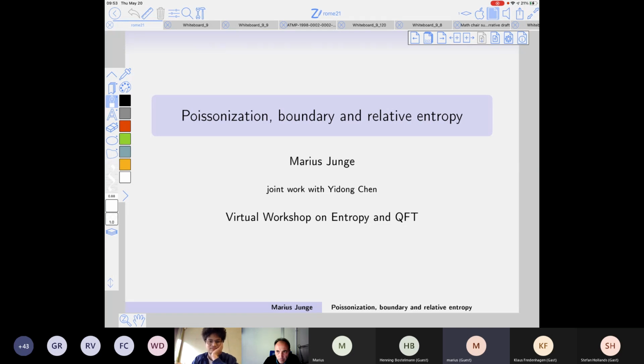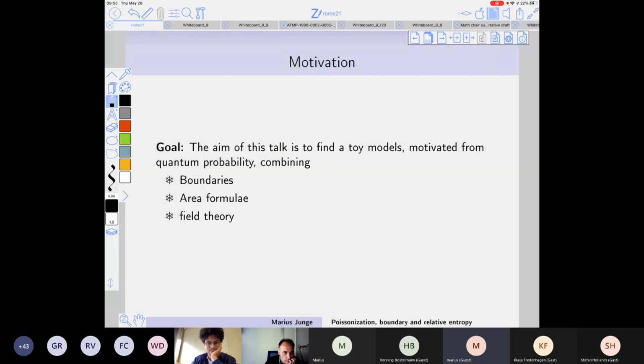So I will talk. This is joint work with a student from physics, Yidong Sheng, here at the University of Illinois. And I have to admit that I'm probably trying to do something which you have already done: find a good model where you have field theory, relative entropy, and boundary combined at the same time. In the previous talk, it was talked about how to take the limit. That limit action has to do with boundary, at least from my point of view. So I will start there. This is exactly my goal, to combine boundary area formula or some relative entropy formula in field theory.